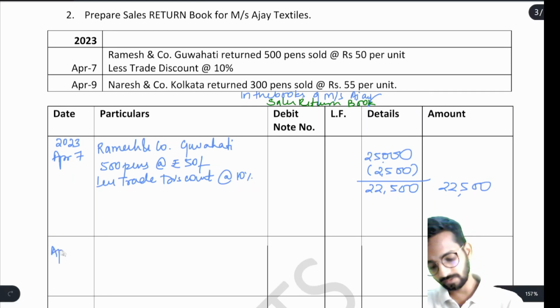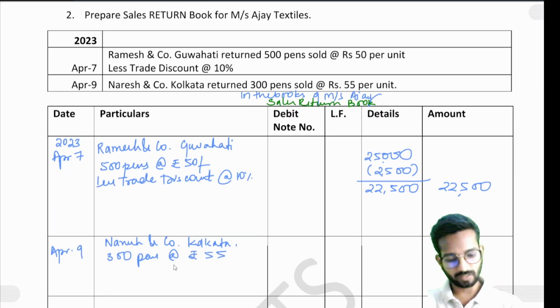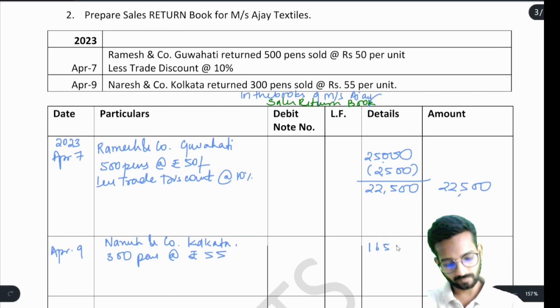Next is April 9. Naresh and Co. Kolkata. What have they returned? 300 pens at rupees 55. 3 into 55 will become 16,500. And here also 16,500. That's all for the sales return.